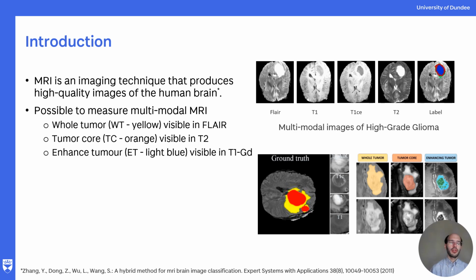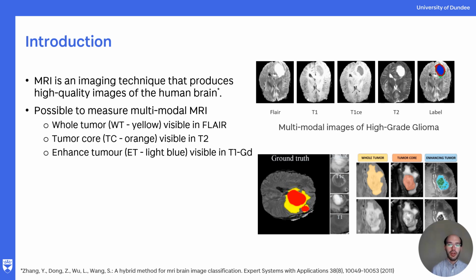In this work, we concentrate on MRI imaging, which is a widespread technique that produces high-quality images, and we're particularly interested in the human brain. The crucial point is that it's possible to exploit different MRI sequences to generate multimodal MRI images which have different contrast. This can be used to improve the analysis of anatomical or pathological features.